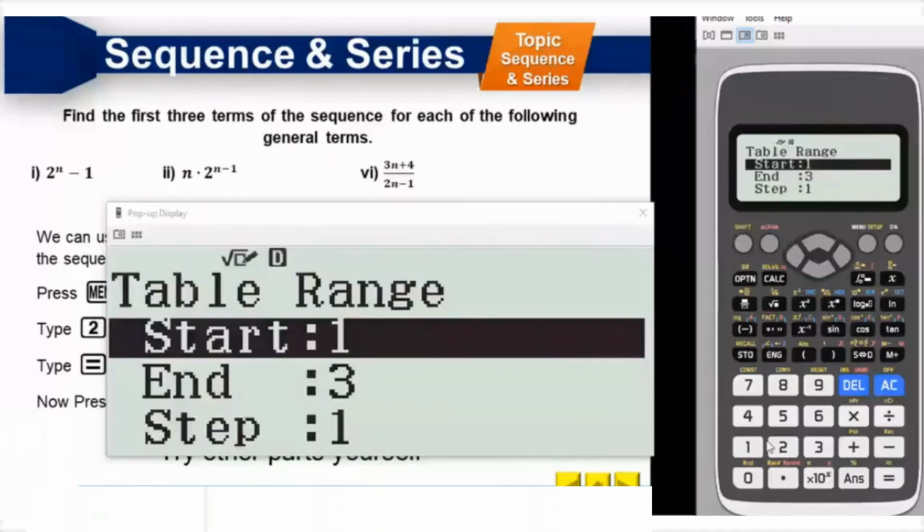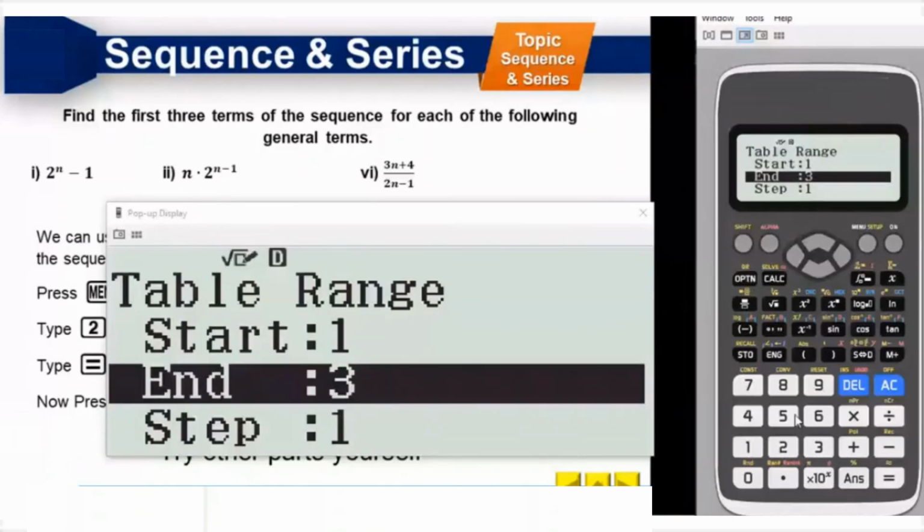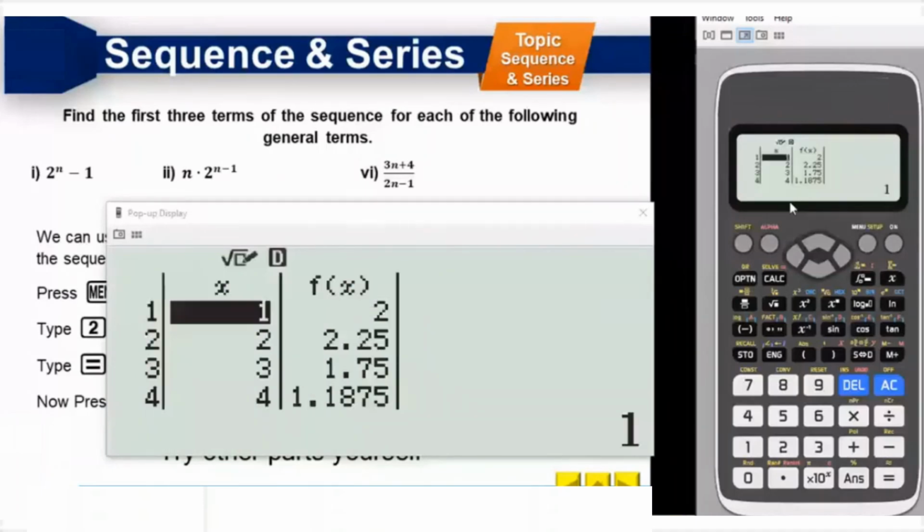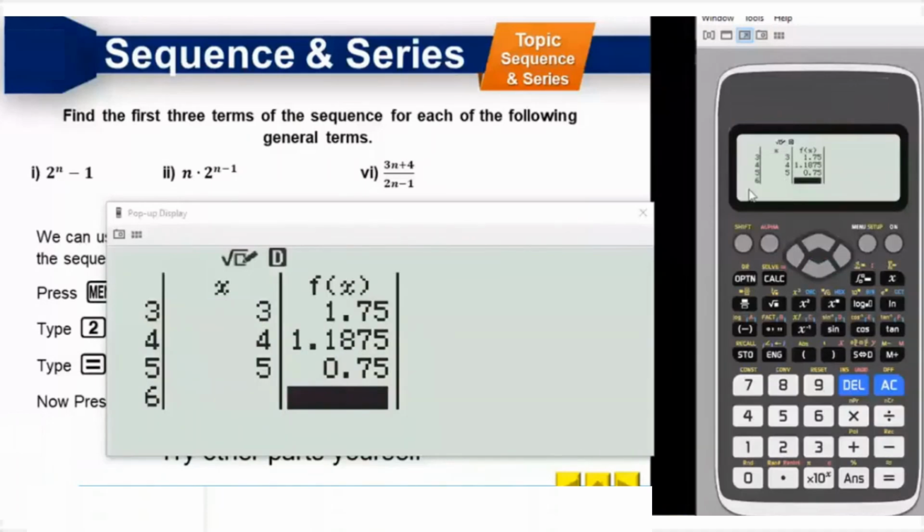The starting value is 1. The ending value will be 5. Why will the ending value be 5? Because I need the first 5 terms. Step is 1. And when I press equals to, I will realize that the first value is 2. The second is 2.25. Third is 1.75. Then 1.875 and 0.75. I hope this is clear.